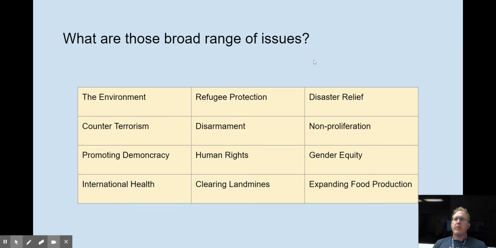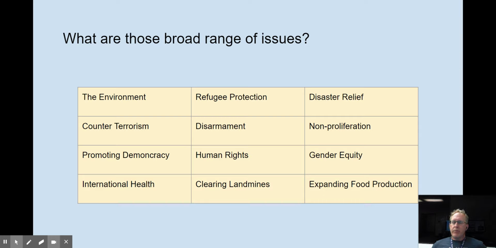All right, so what are those broad range of issues? You can probably guess, but here are 12 of the highlights. The environment. So there's a Paris Accord that you've probably heard that we, as the United States, stepped out of. That was an environmental protection, refugee protection, disaster relief, counterterrorism, disarmament. That's making agreements to reduce the guns, tanks, airplanes, that kind of stuff.